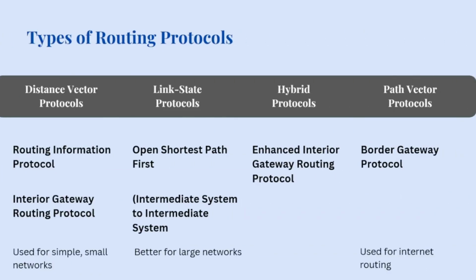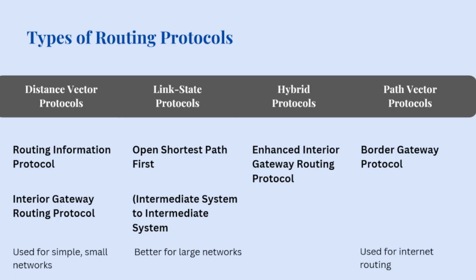Now let us talk about different routing protocols. In dynamic routing, routing protocols are used as per the network's size and needs. As per the network size and needs, we use different routing protocols such as distance vector protocol, link state protocol, hybrid protocol, and path vector protocol. Before going into it, let us understand what convergence in networking means.